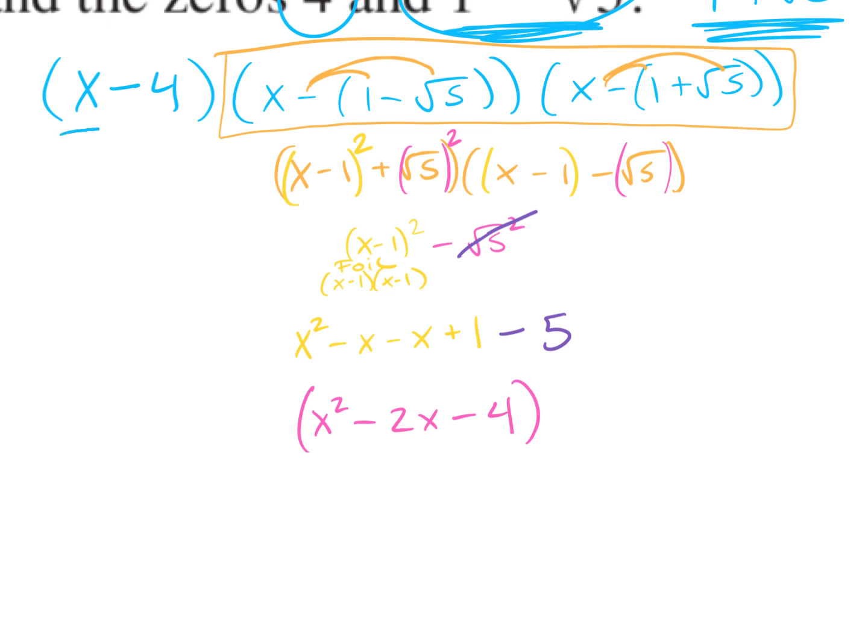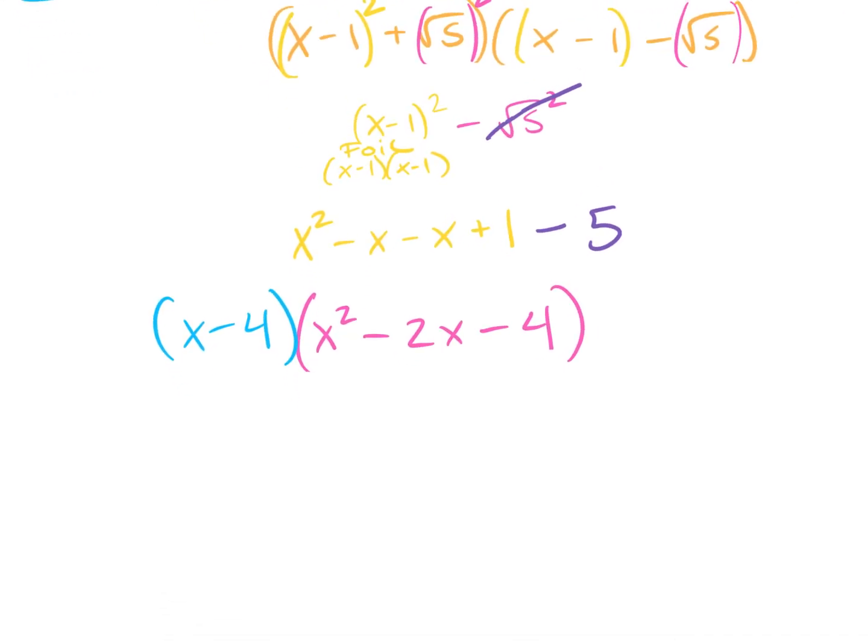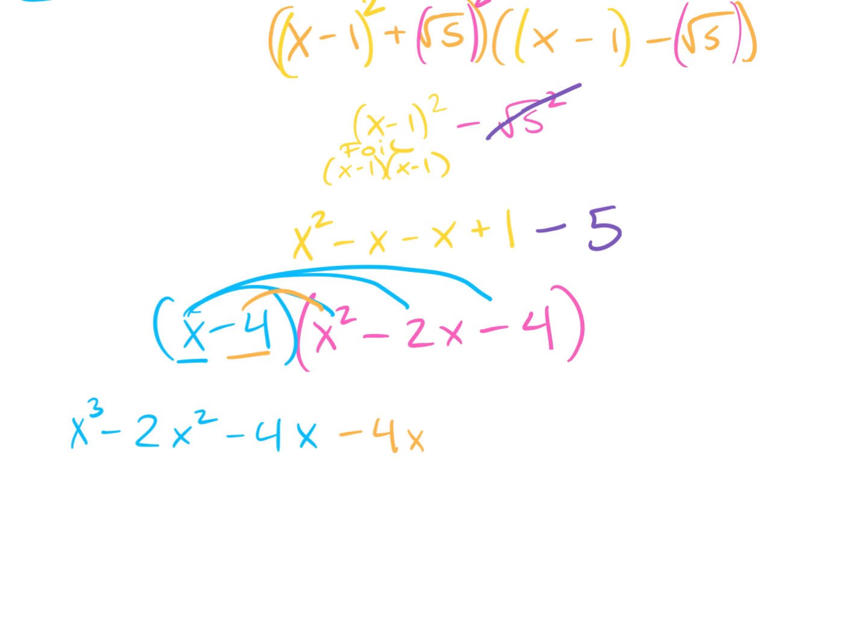All right, so last step is we have to multiply it by the third piece. How would I multiply these together? Perfect. We FOIL it. So we got to make sure the x gets distributed to everything. So that would be x to the third power minus 2x squared minus 4x. And we do the same thing with the negative 4. So negative 4 times x squared would be negative 4x squared. What's negative 4 times negative 2x? So plus 8x. And negative 4 times negative 4? 16.